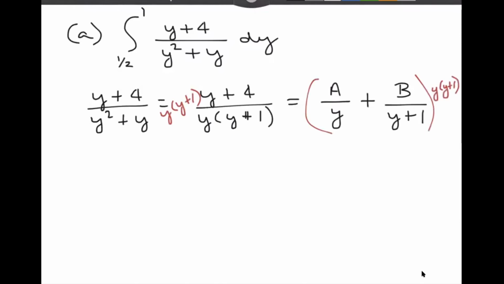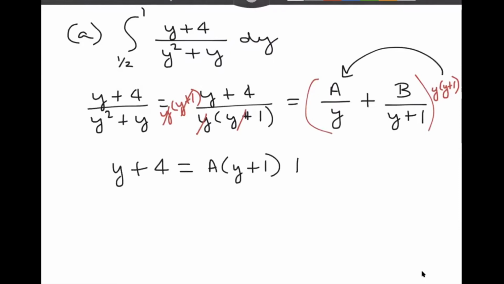Okay, so on this side, the y's cancel, the y plus 1's cancel, and that leaves me with y plus 4 equals. Now I'm going to distribute the y times y plus 1, a over y times y plus 1. The y's cancel and leave me with a times y plus 1. And then distribute it here. The y plus 1's cancel and leave me with b times y.